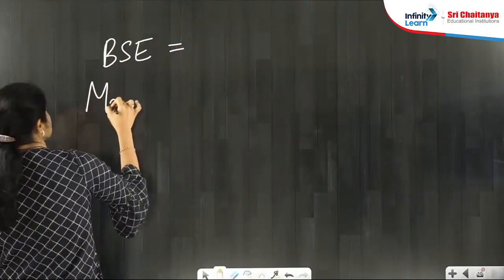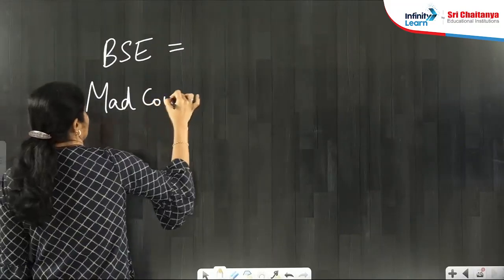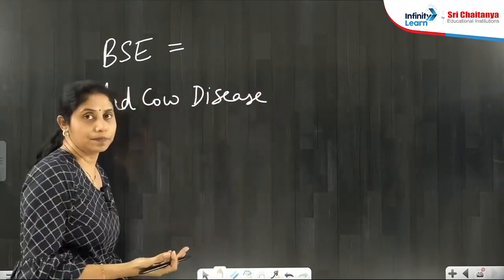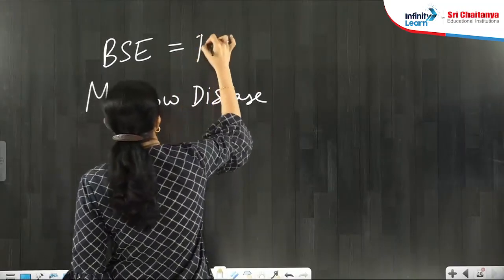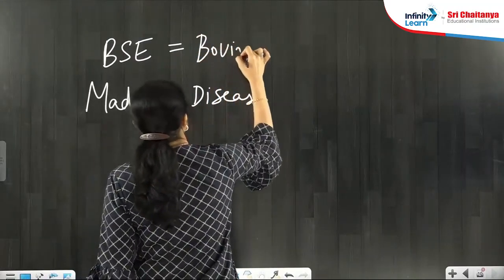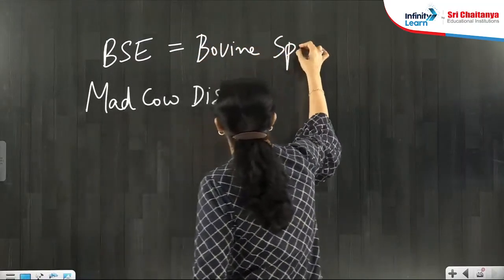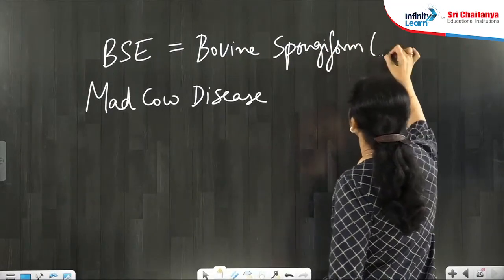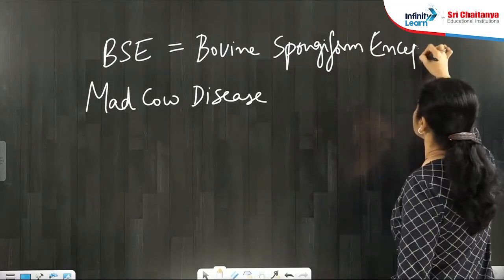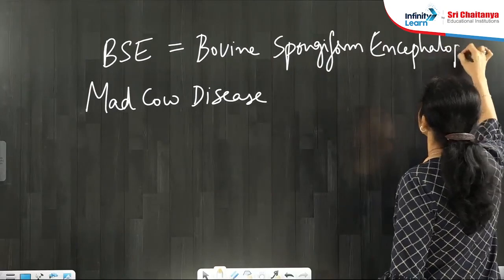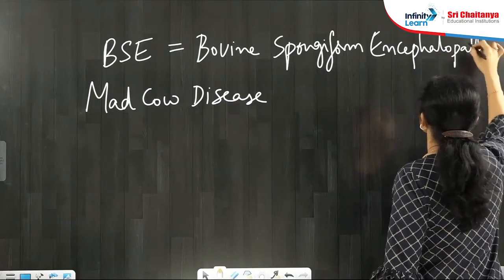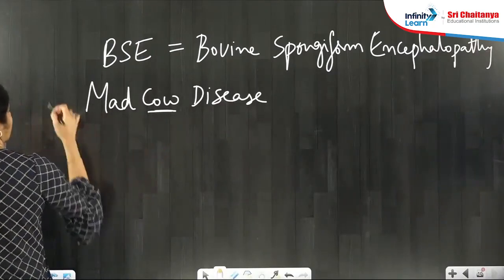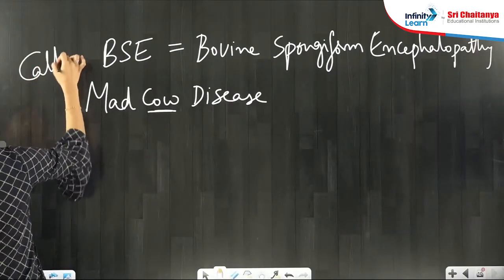In the cattle, BSE is also called mad cow disease, because the cow will be behaving like mad. The expansion for this: bovine spongiform encephalopathy. Okay, this is affecting the cattle.